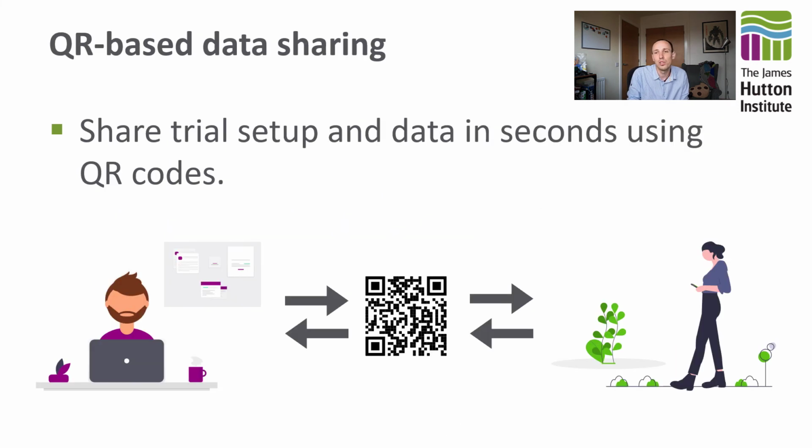The last feature I want to show may be one of the most useful ones. It allows you to share trial setups or even all the data you recorded between devices by simply scanning a QR code. Now, this means that you can set up your trial on your laptop while having a nice cup of tea, then share it to your phone by scanning a QR code. Then you go out into the field or the polytunnel, you collect the data using the phone, and when you get back to your desk, you can share the data back to the laptop the same way.